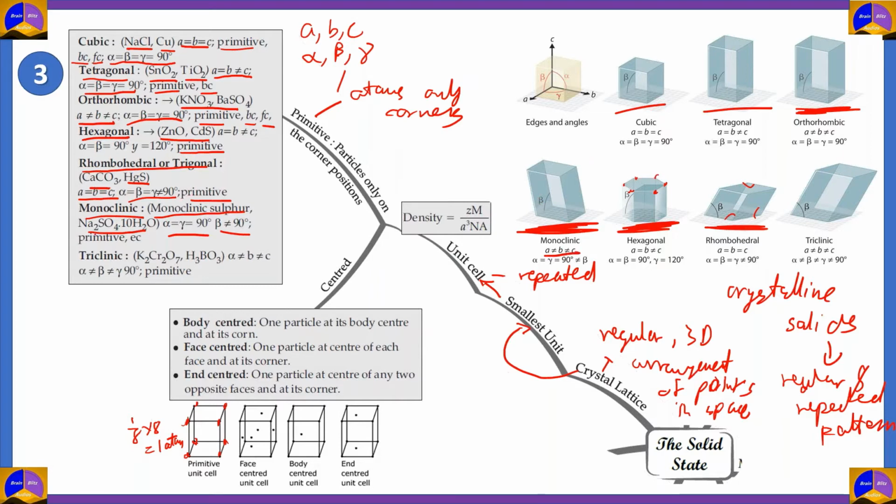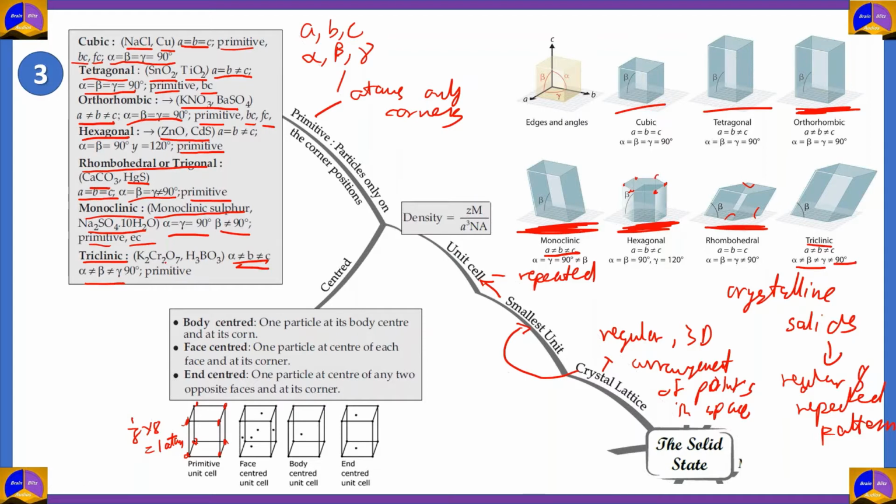Finally, we have the structure called triclinic unit cell. And when it comes to monoclinic, primitive cells and end-centered cells can form monoclinic structure. Triclinic unit cells do not have the same side. So A is not equal to B is not equal to C. The axial lengths are different. And the angles are also different from each other.